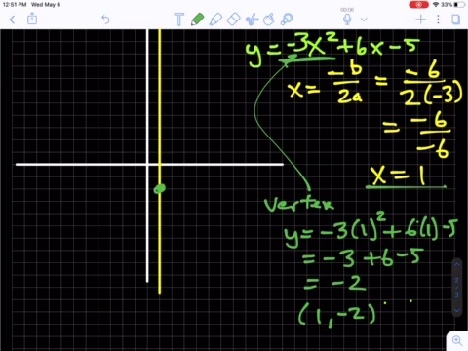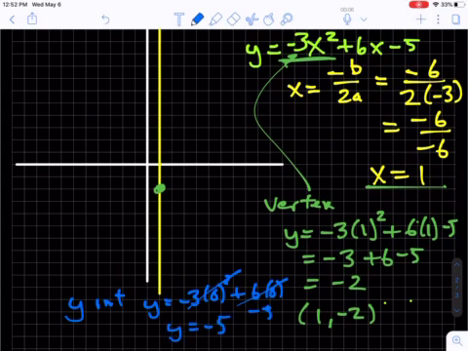And then all we need to do is let's switch over and figure out what our y-intercept is. So my y-intercept is going to be where x is 0. So let's rewrite this as y equals negative 3 times 0 squared plus 6 times 0 minus 5. So these cancel, and your y-intercept is negative 5. Generally speaking, your y-intercept is just this c term, because that's what happens when you put 0 in for everything. So if you can remember that little trick, that will help you out. So my y-intercept is negative 5.